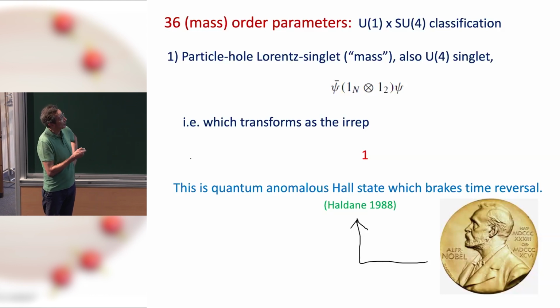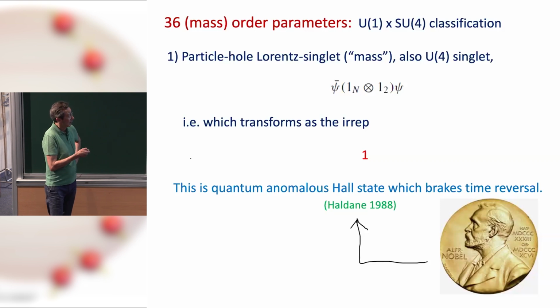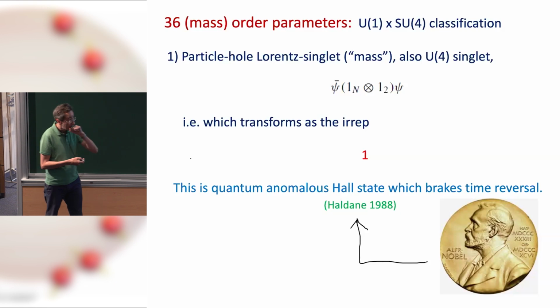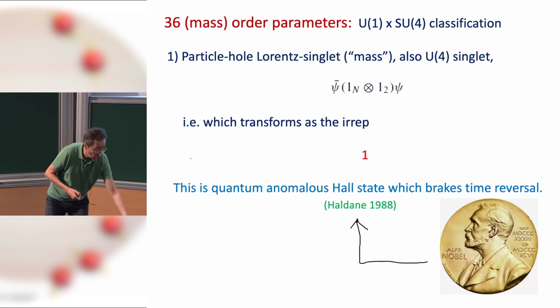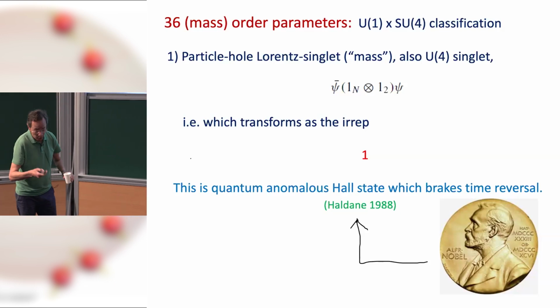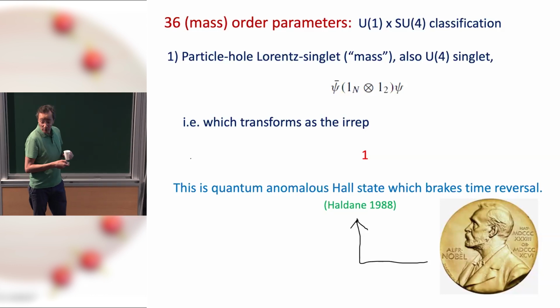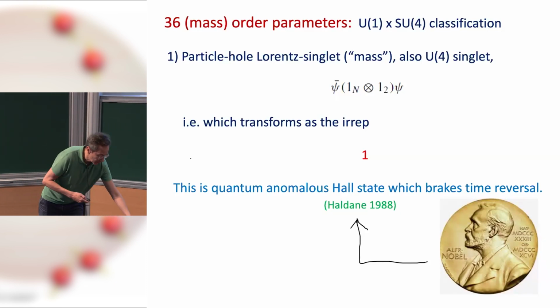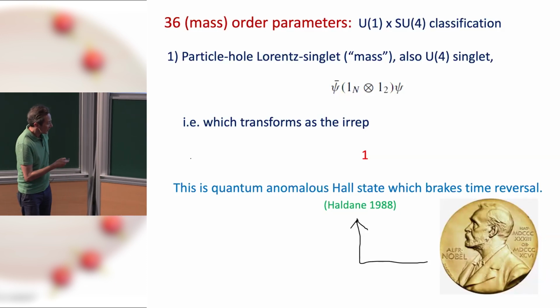It's basically just the unit matrix in its first vector space, right? And that's, of course, what Haldane wrote on the lattice to show that there is a quantum anomalous Hall state without any external magnetic field. This breaks time reversal, for example, and that precisely is responsible for the anomalous Hall.